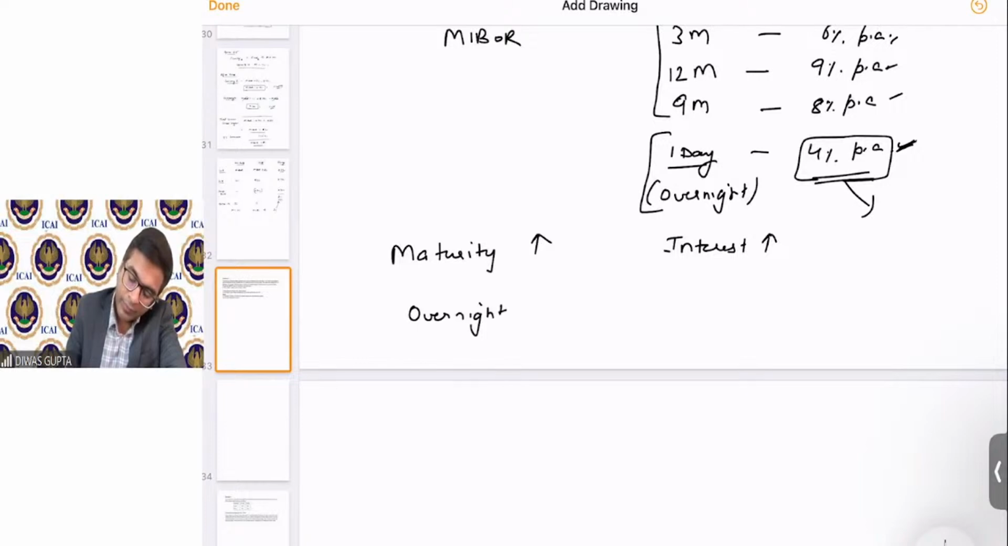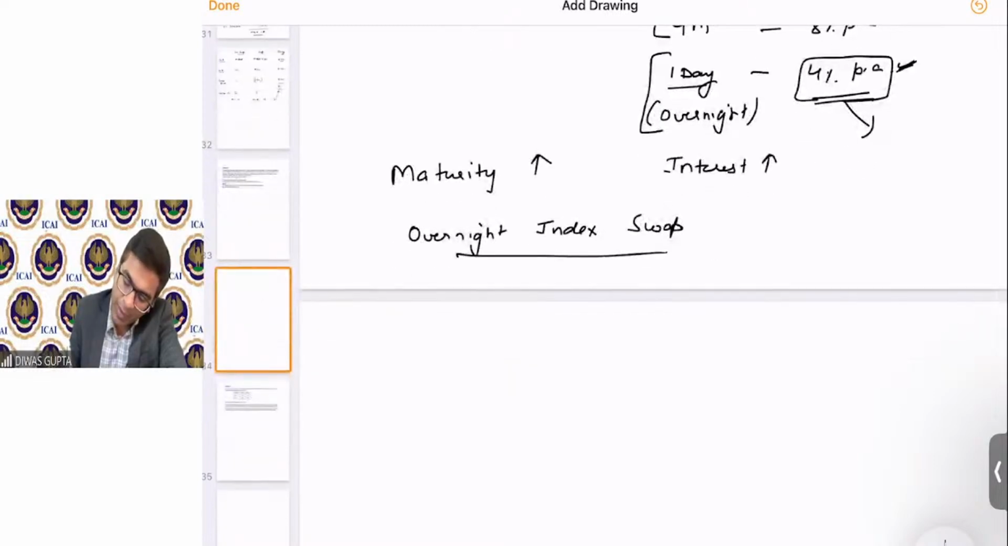Overnight index swap is what? In an overnight index swap, we are swapping the overnight rate with a fixed rate.